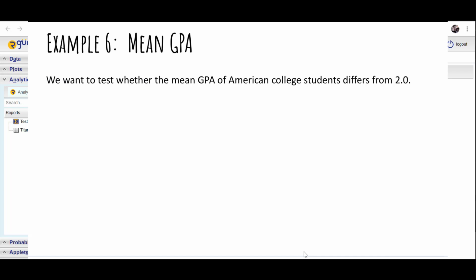All right, we want to test whether the mean GPA for American college students differs from 2.0. So we're testing a mean, and the null is always equals, so always write that. And we want to know if it differs from 2.0. So again, the numbers have to match up. So we're assuming that it's equal to 2.0 until we prove otherwise.